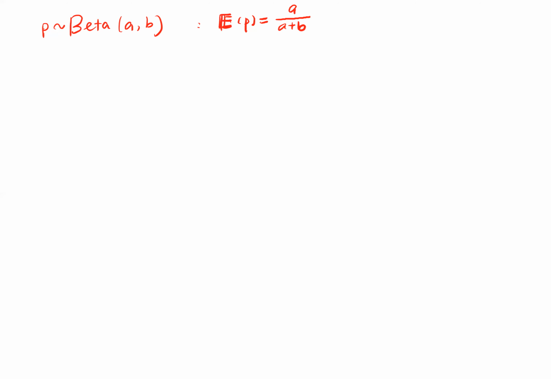Let me move things down a little more. If your prior is Beta(A, B), then the expectation of the random variable will be A over A plus B. We also know that the posterior is what? Beta(A plus Y, B plus N minus Y).